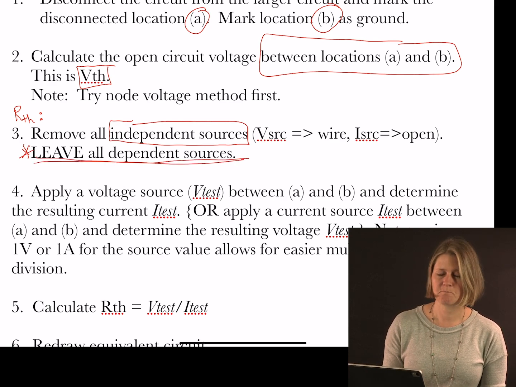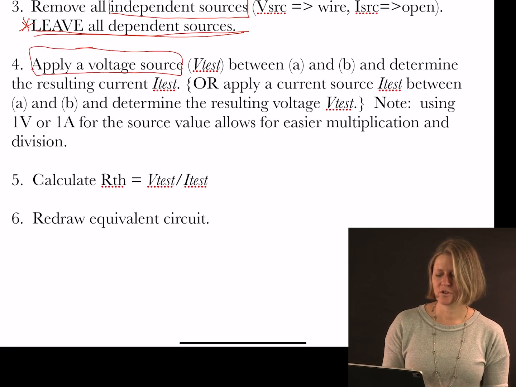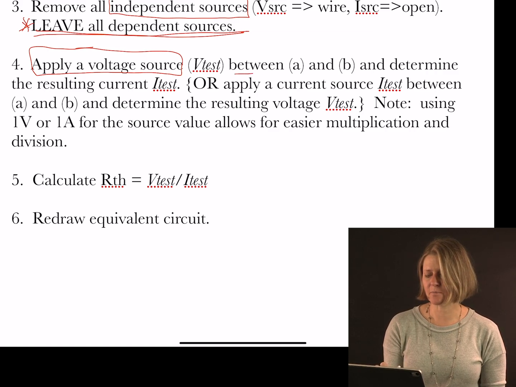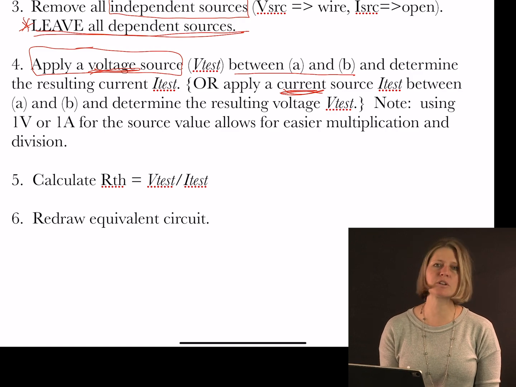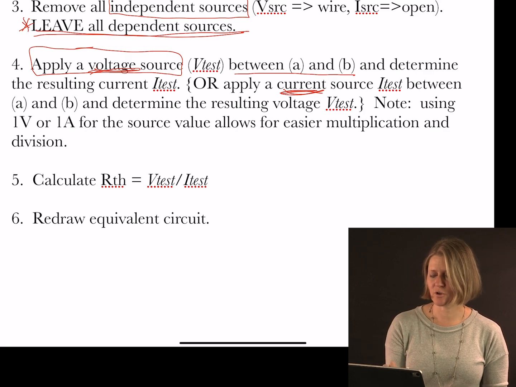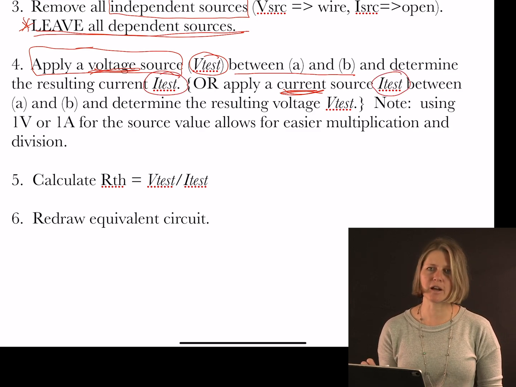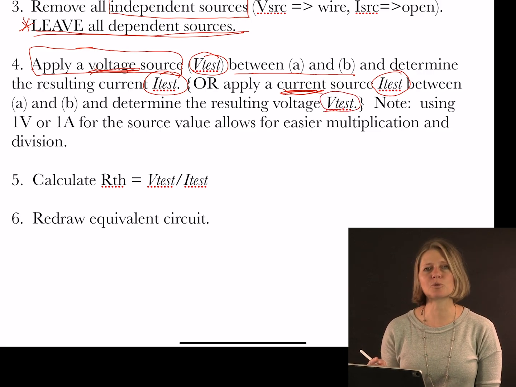That's very important. The next step is to apply an external source between A and B. It can be a voltage source or a current source. Whichever one you apply, you're then going to find the opposite. If you apply a voltage, find the current. If you apply a current, find the voltage. So for a V test, you're going to solve for I test. If you put on an I test, then you're going to solve for V test. I usually like to use 1 volt or 1 amp because that's an easy number to multiply and divide.